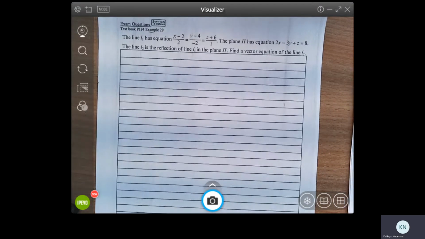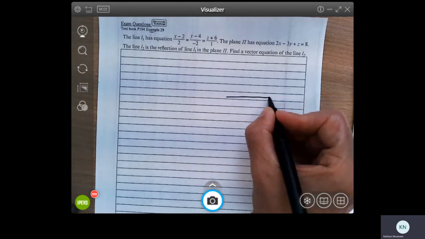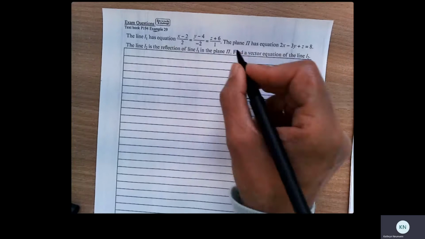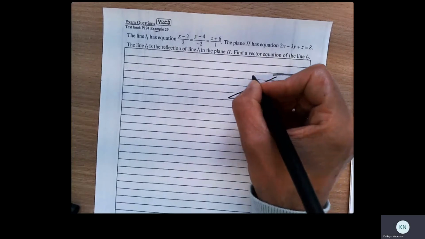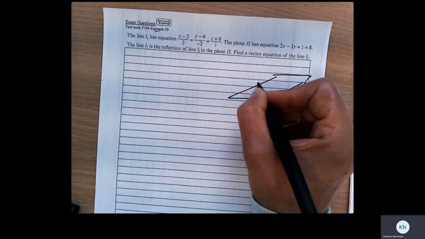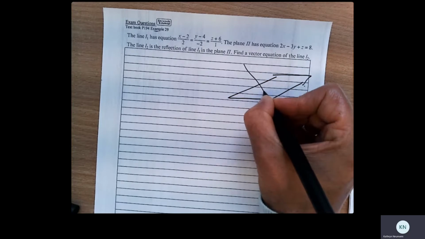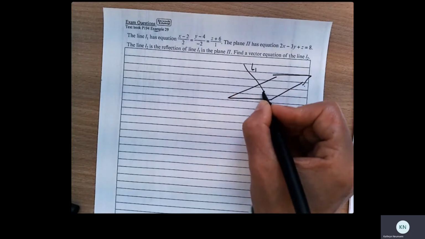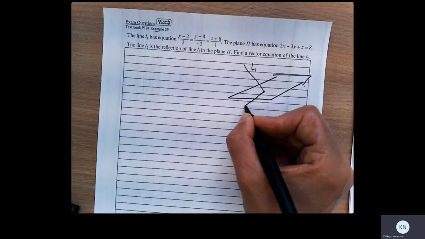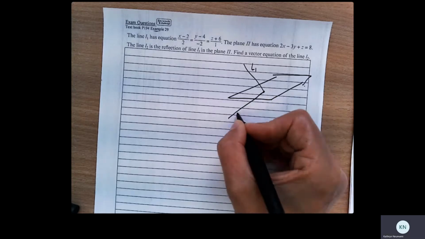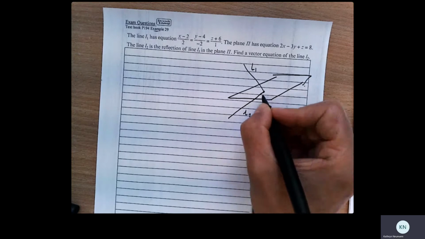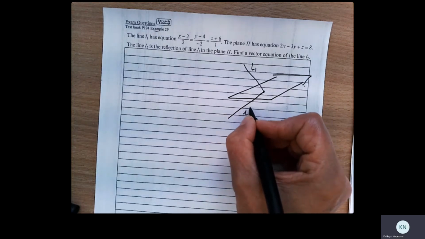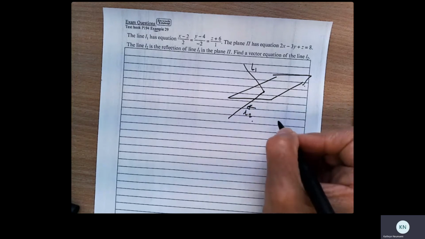And what's going on with this question is you've got a plane like this, you've got a line, and we're going to reflect the line. So the line actually intersects the plane like this. So there's my line, L1, and we're going to reflect it down like that. So those should be dotted really. Here's L2 coming down like that. So that's the reflection of that line. And the question wants you to find a vector equation of this line here.